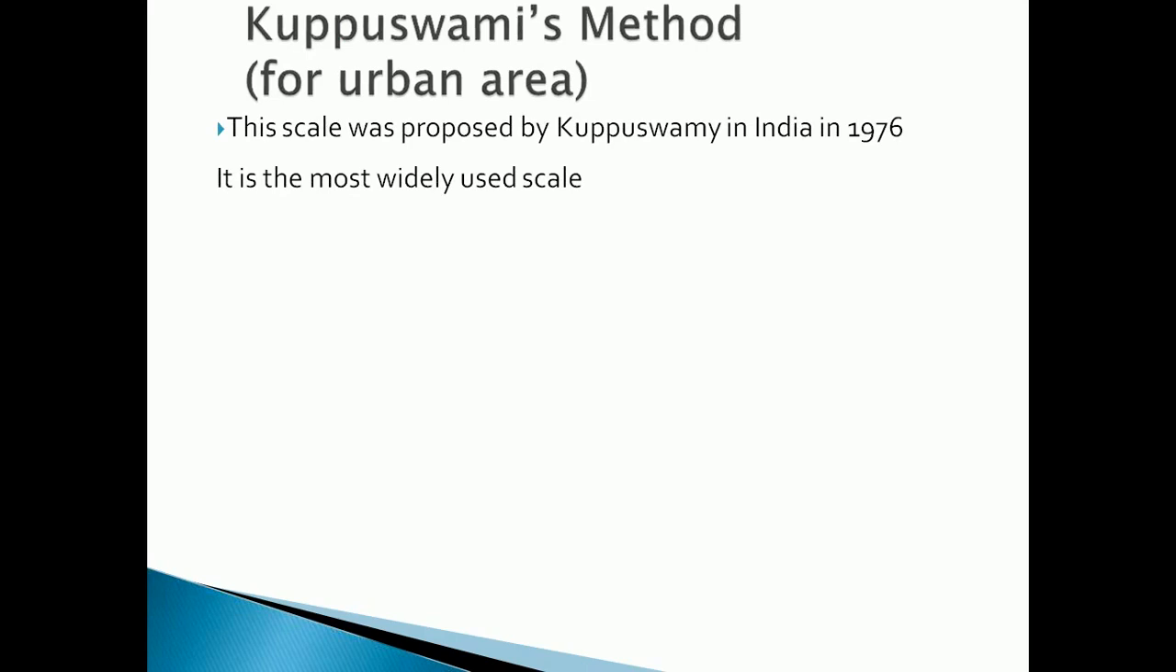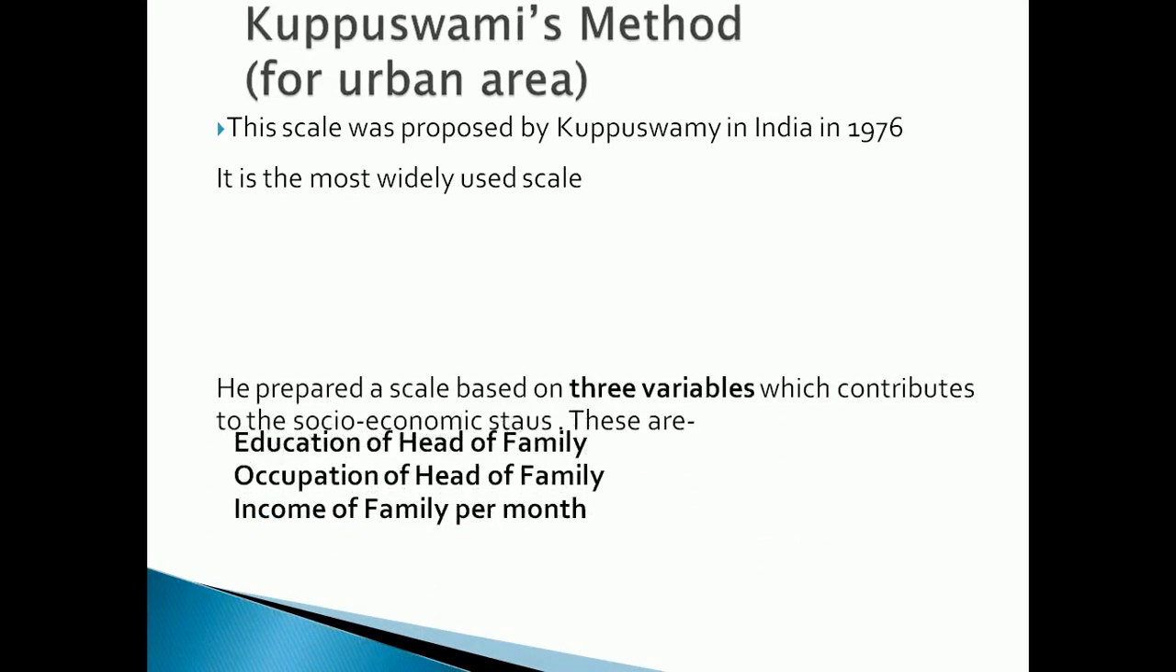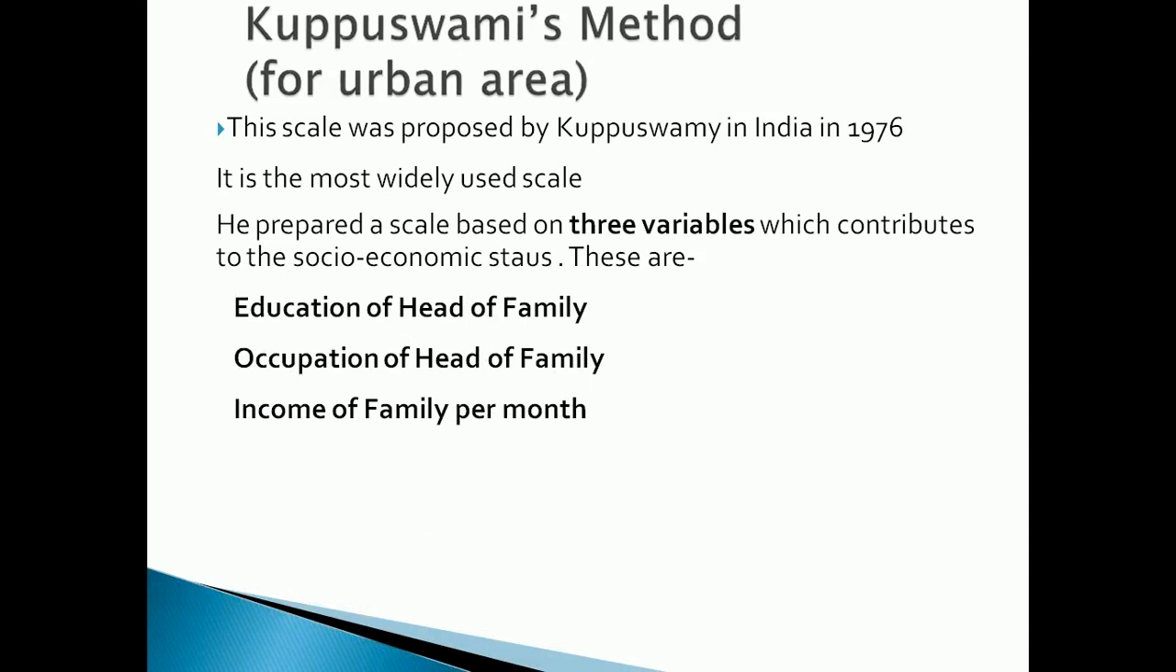This scale was proposed by Kuppuswamy in India in 1976. It is the most widely used scale. He prepared a scale based on three variables which contribute to the socioeconomic status. These are education of the head of the family, occupation of the head of the family, and income of the family per month. Remember, income of the family, not of the head of the family. Here, income of the family per month is taken. Okay, these three things: education and occupation of the head of the family, and income of the whole family per month.